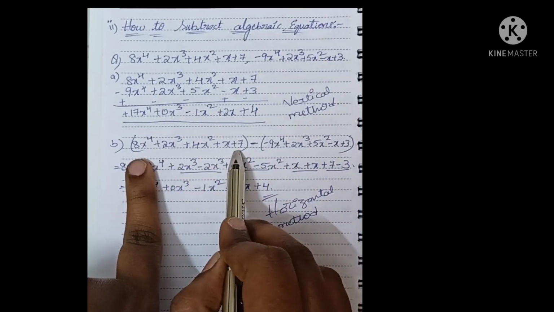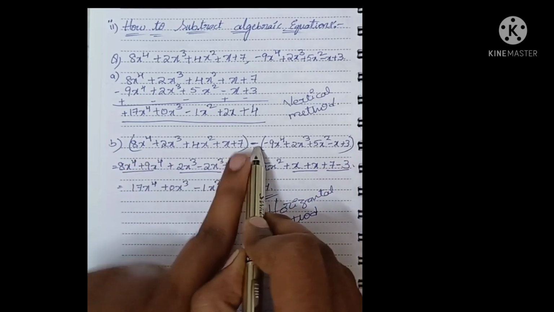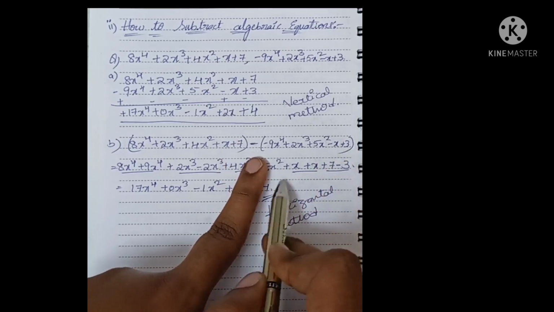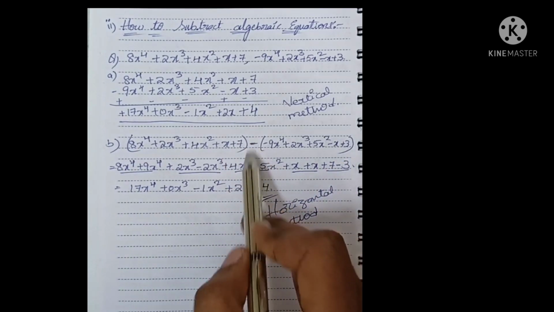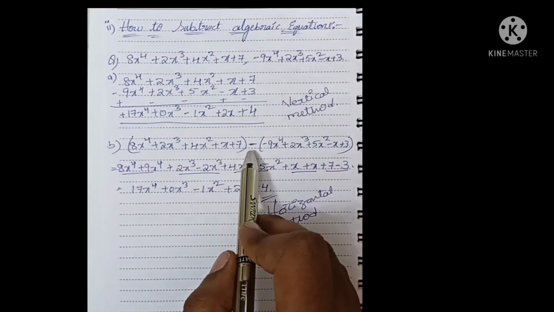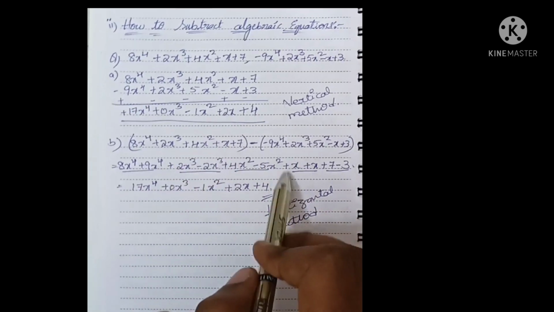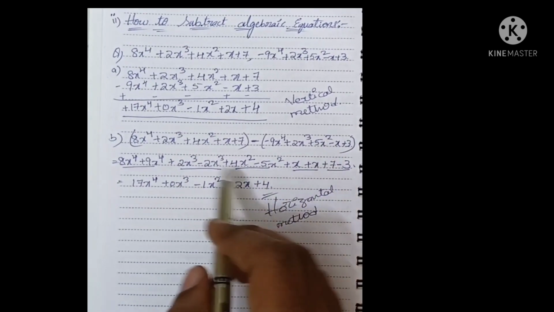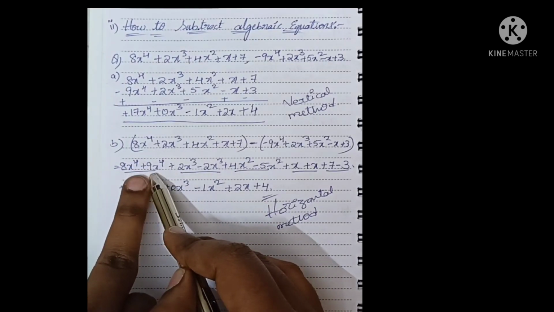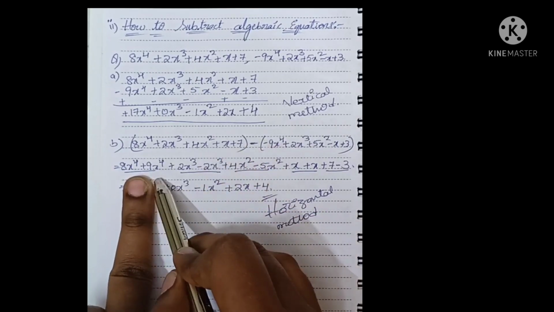First we need to write down the first equation, put it in braces, and put the operation minus, and then write down the second equation in braces. If it is addition, then we can write down the second equation directly. But if it is a minus operation, we need to put the minus and then change the symbols. 8x power 4 plus 9x power 4. How? Here, minus into minus is plus, plus 9x power 4.